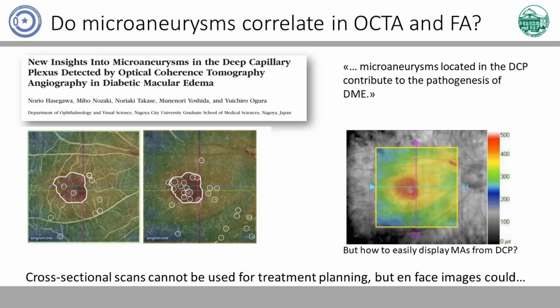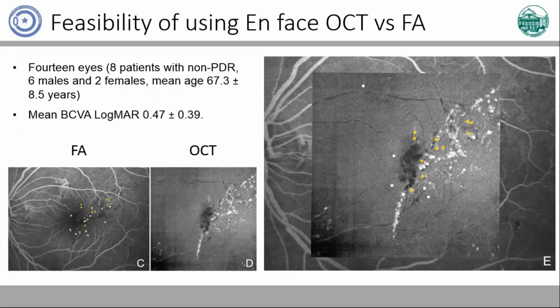But no other imaging modalities, including OCTA or structural OCT, can depict all these microaneurysms over the entire macula, but en-face OCT can. And our recent study aimed just to evaluate which characteristics on en-face images allow us to discriminate microaneurysms in terms of their leaky status.